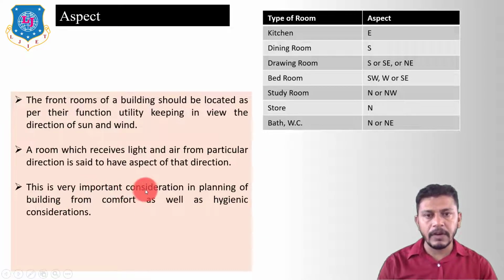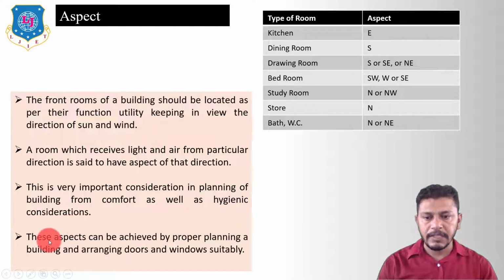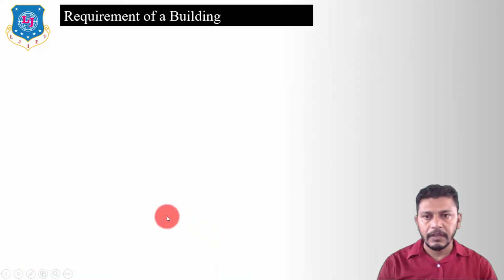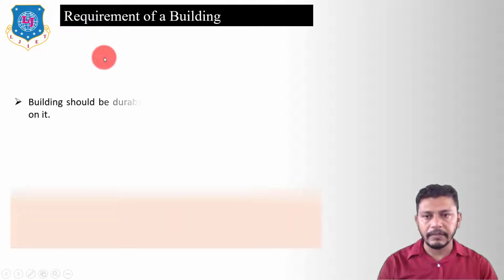This is a very important consideration in planning of a building for comfort as well as hygienic considerations. This aspect can be achieved by proper planning of a building and arranging doors and windows suitably. Now let us see the basic requirements of a building.